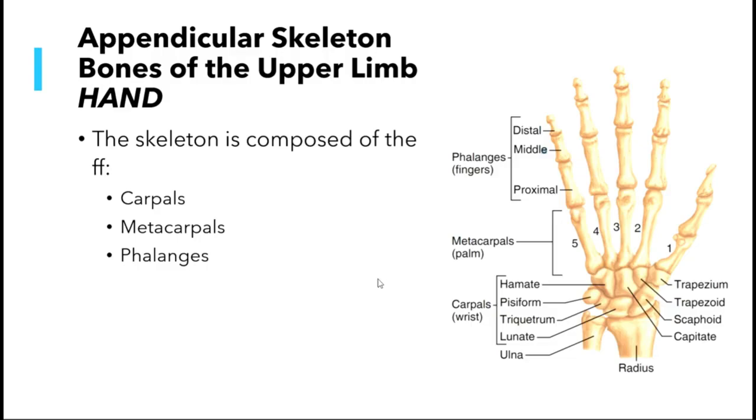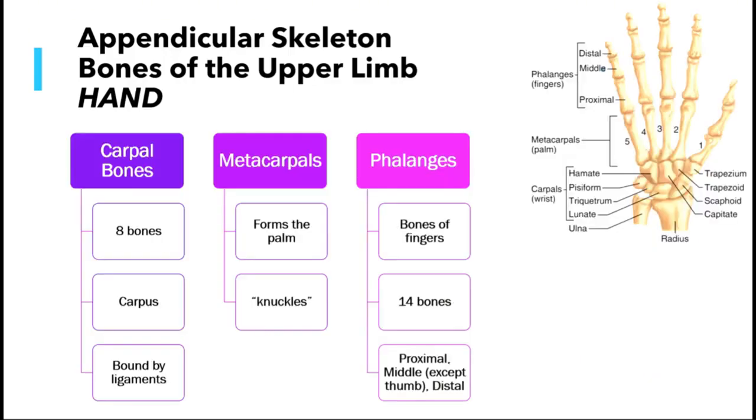Let's have the hands. They are composed of the following: carpals, metacarpals, and phalanges. Here are the characteristics of these bones in your hands. There are 8 carpal bones arranged irregularly into 2 rows. First row, second row. Each row has 4: 1, 2, 3, 4, 1, 2, 3, 4.